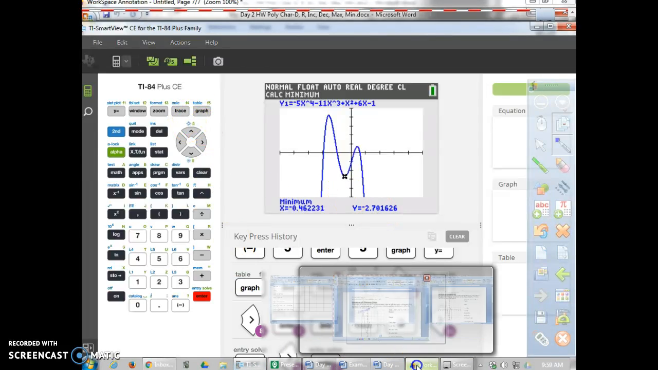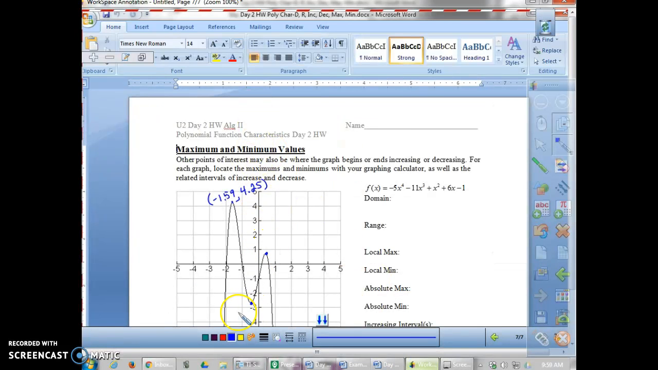So going back, let's write that information in. This is negative 0.46, comma, negative 2.7. Okay, making sure y'all can read that.